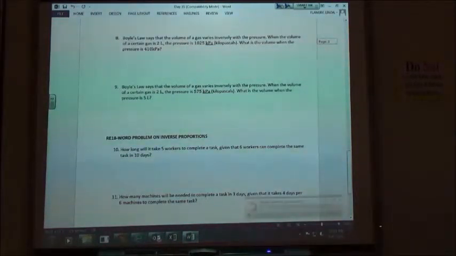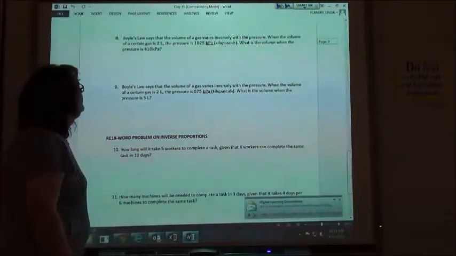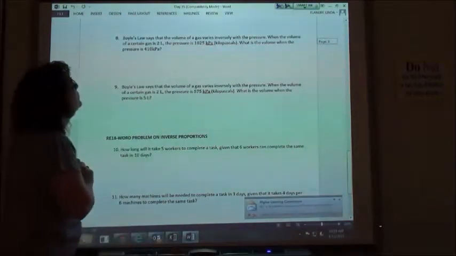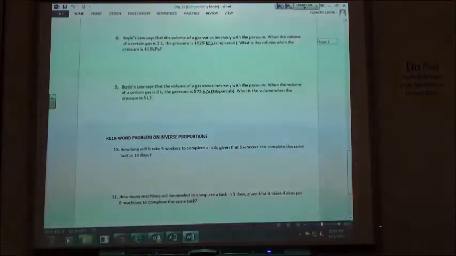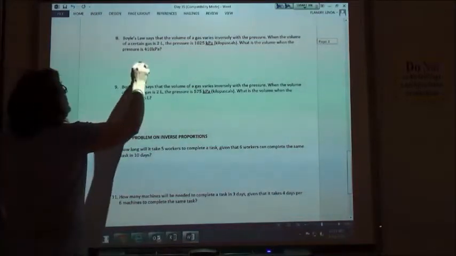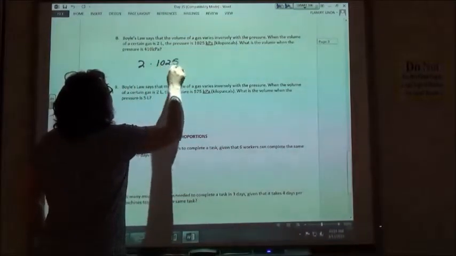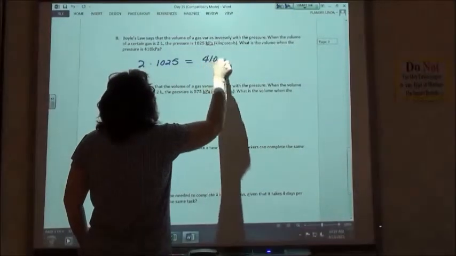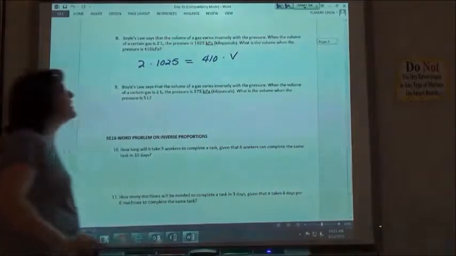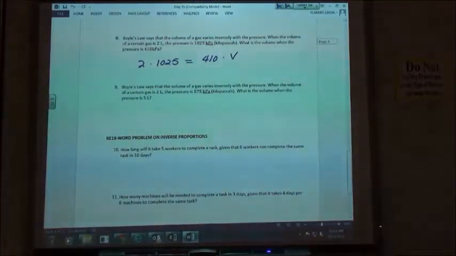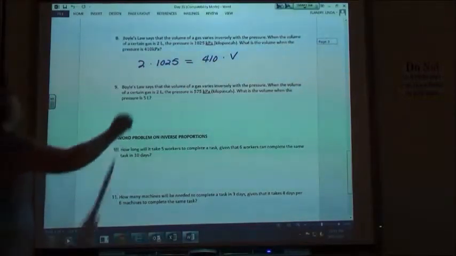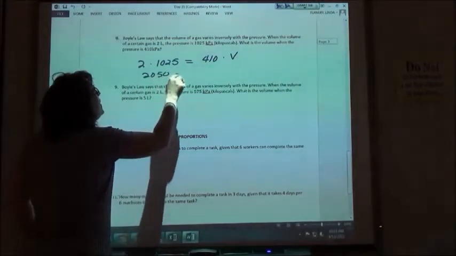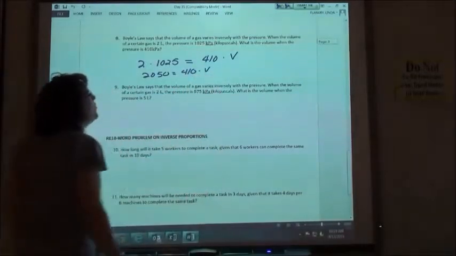So how should I set that one up? 2 over 1,025? Nope, that would be if it was direct variation. So 2 times 1,025 is going to equal 410 times whatever the other one is. I'm going to use V because it says what is the volume. So 2 times 1,025 would be 2,050 equals 410 times the volume.